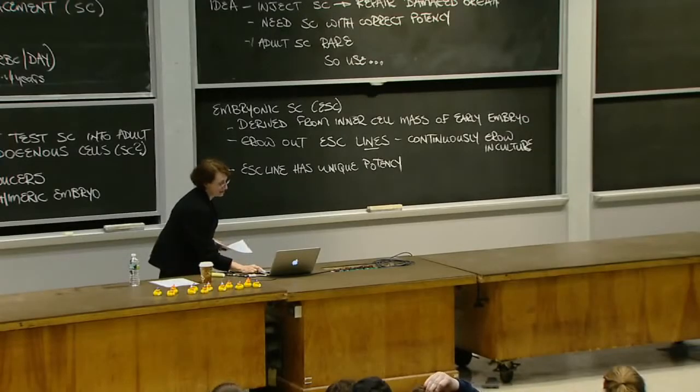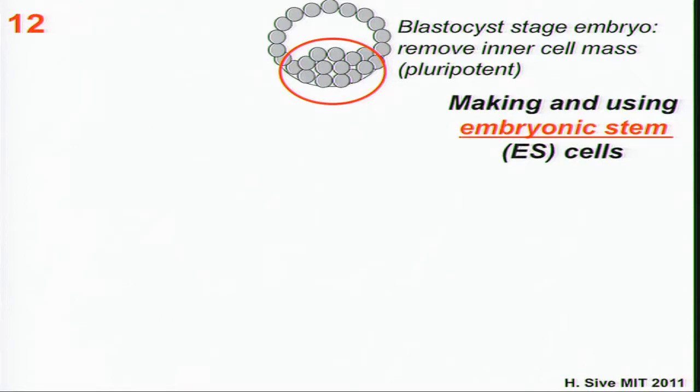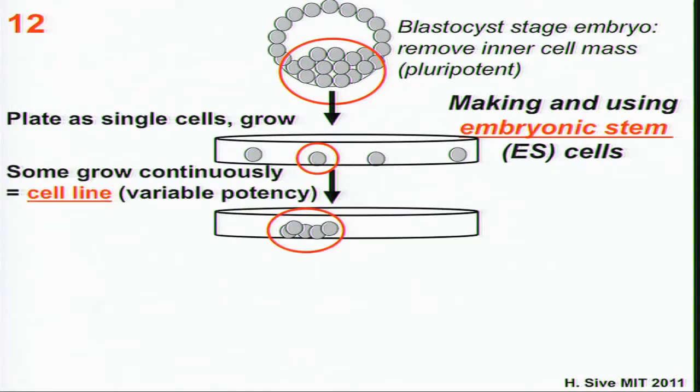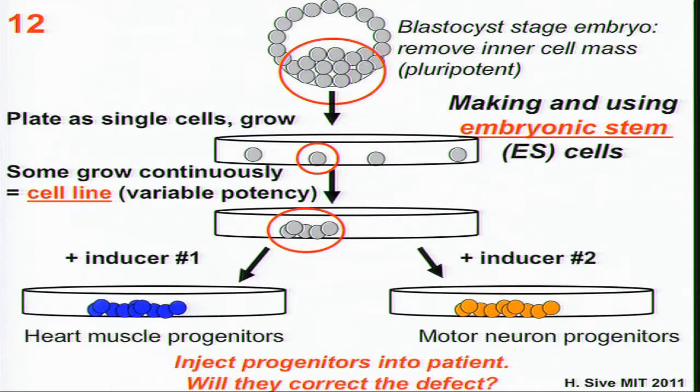If you look on your next handout, the idea is that you take this inner cell mass, you plate the cells as single cells, they grow and grow and grow, and if you treat them with various inducers, you can get them to become heart or neuron progenitors, inject those into animals, and make them better.